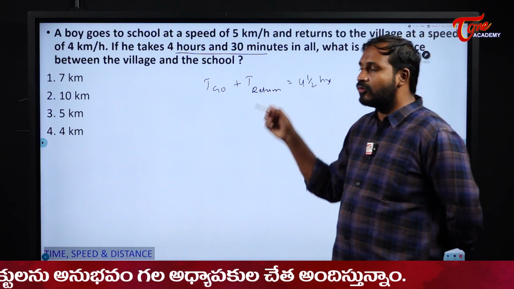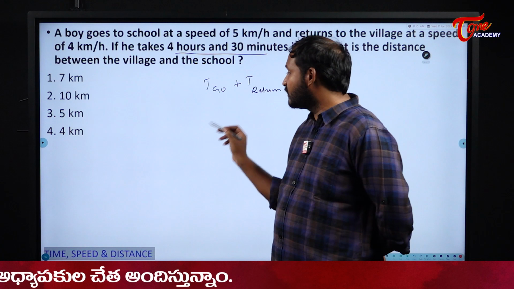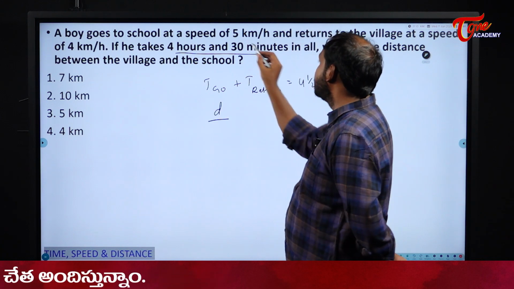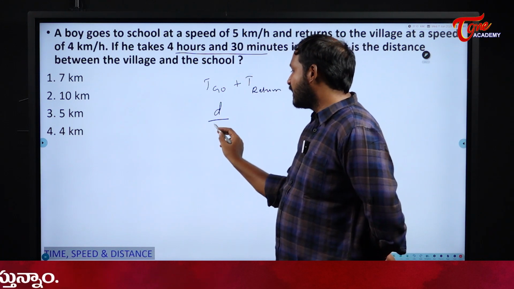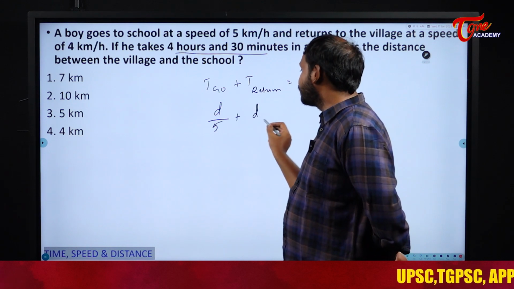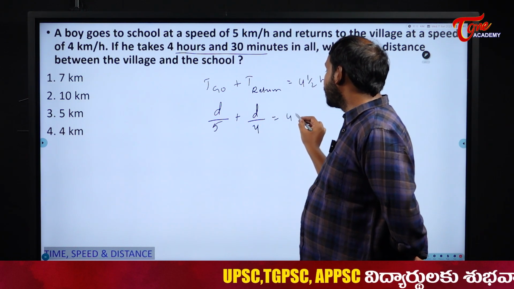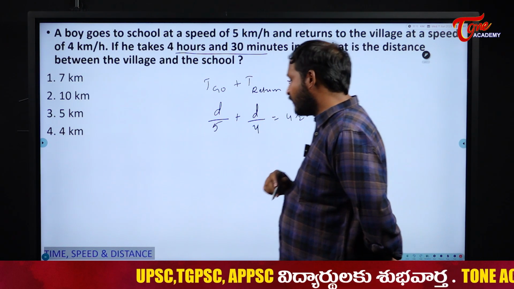Time taken to go means distance by speed. We don't know the distance; we need to find that distance only. Distance by his speed, with which he is going to school, 5 kmph, plus time taken to return, distance by the speed with which he is returning, 4 kmph. That is equal to 4.5 hours.